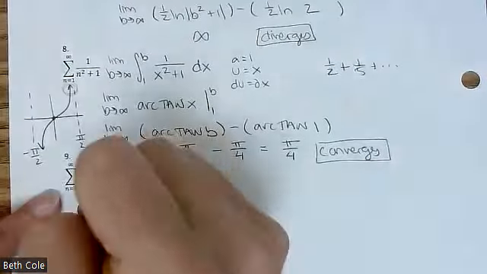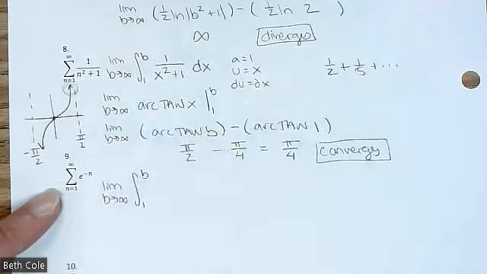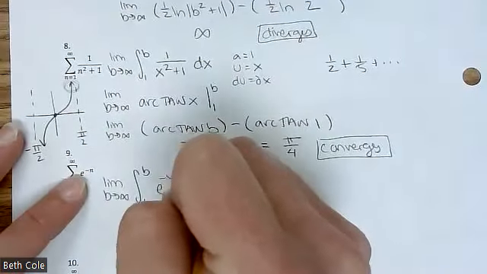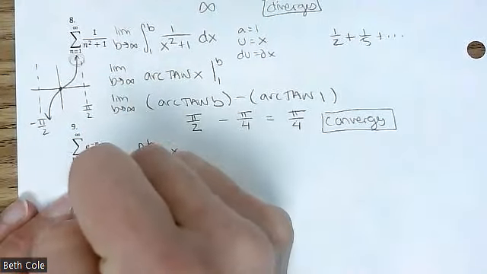All right, let's try another one. Limit as b goes to infinity, integral 1 to b, e to the negative x dx. Again, just recopy the thing, but with an x. So limit as b goes to infinity.